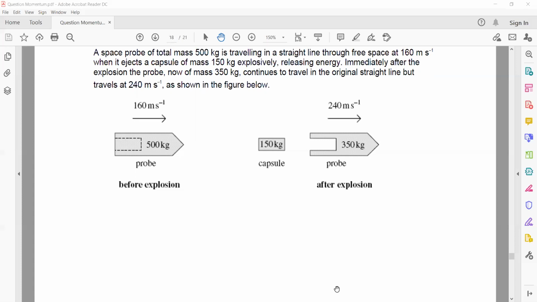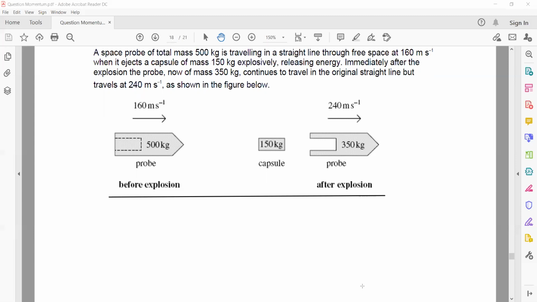So when we apply conservation of momentum here, momentum before collision is equal to momentum after collision. In the beginning, both the capsule and probe are together as one object and both are moving with the same speed because the capsule is inside the probe. So the momentum before should be equal to momentum after.